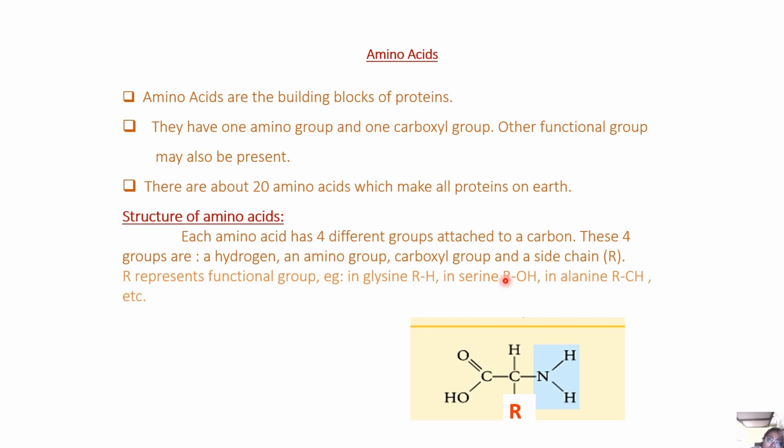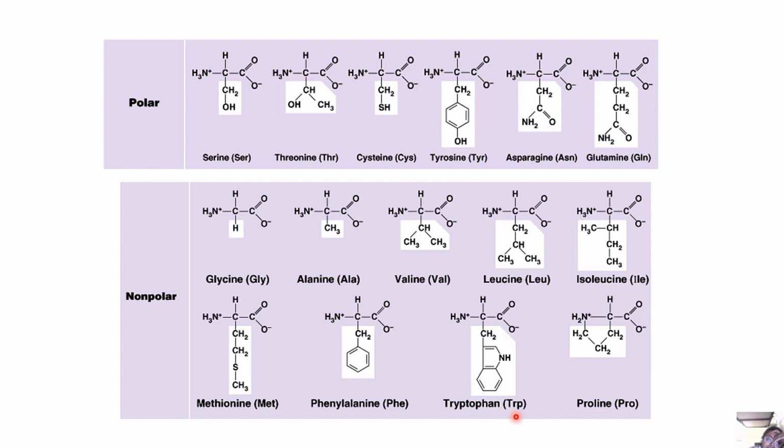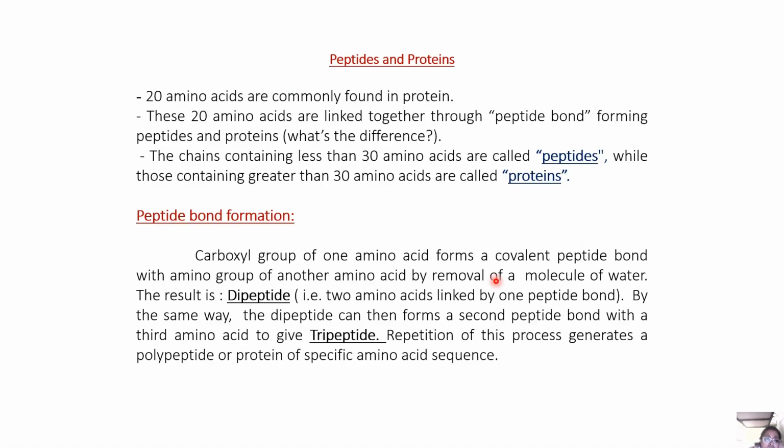There are about 20 amino acids which make all proteins on Earth, and each amino acid has 4 different groups attached to a carbon. These 4 groups are hydrogen, amino group, carboxyl group, and a side chain. So this R represents the functional group. For example, in glycine it's H, in serine it's CH2OH, and in alanine it's CH3. There are various types of amino acids, polar and non-polar. So 20 amino acids are commonly found in protein.